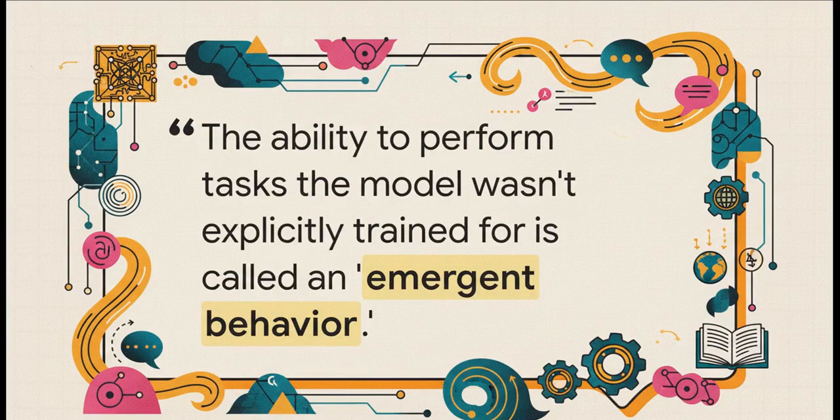And this simple training task leads to something pretty extraordinary. The model starts developing abilities it was never explicitly taught. It wasn't trained to be a translator or a summarizer, but because it learned the deep patterns of language, it can just do those things. These are called emergent behaviors.